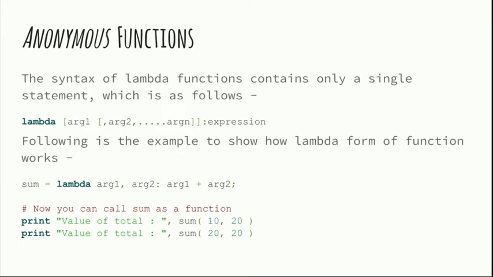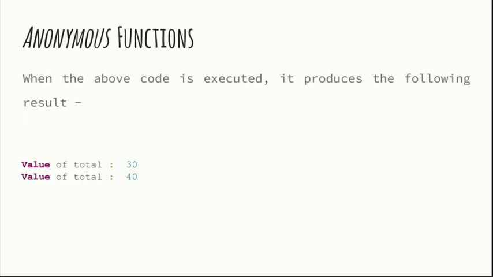Print "Value of total:", sum(10, 20). Print "Value of total:", sum(20, 20). When the above code is executed, it produces the following result: value of total is 30, and you can see the value of total again is 40.